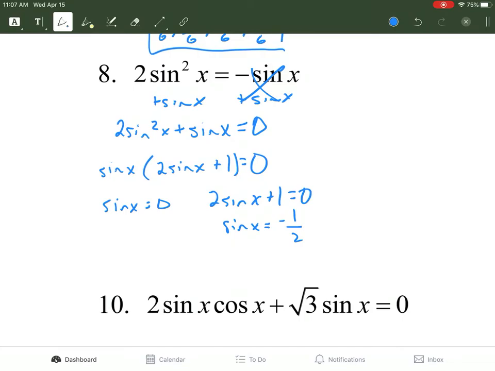Now we're going to find out the radians for both of these answers. So where does the y value on the unit circle, where is it going to be 0? It is at 3 different places. It is at 0, it's at pi, and it is at 2 pi. For -1/2, we have 2 places. All right, the y value is -1/2 at 7 pi over 6 and at 11 pi over 6.